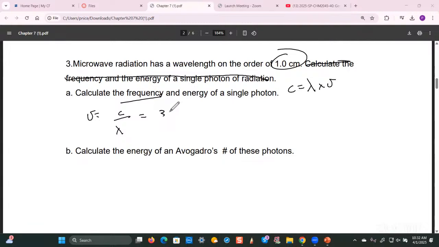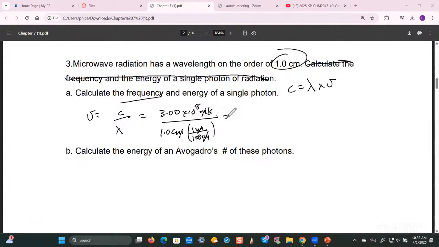And C is equal to 3.00 times 10 to the 8 meters per second, divided by the wavelength, which is 1.0 centimeters. However, what do we need to do here? Because we have meters per second here, we have centimeters down here. So what would you do? 1 centimeter is 100th of a meter. Exactly. So we're going to convert the centimeter to meters by multiplying by 1 meter above and 100 centimeters below. That goes with that, that goes with that, and that will give you your answer.